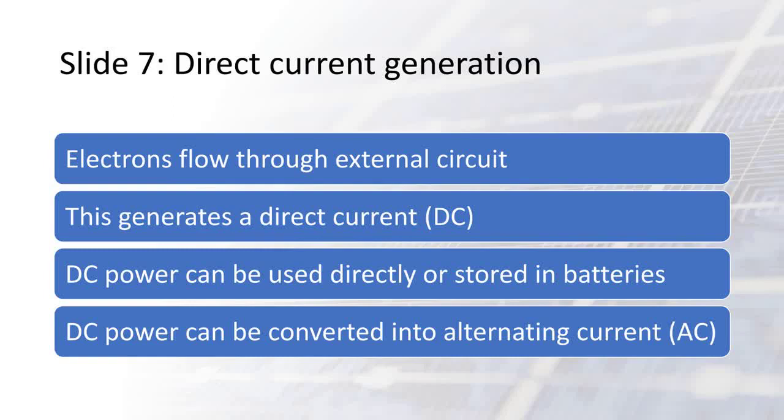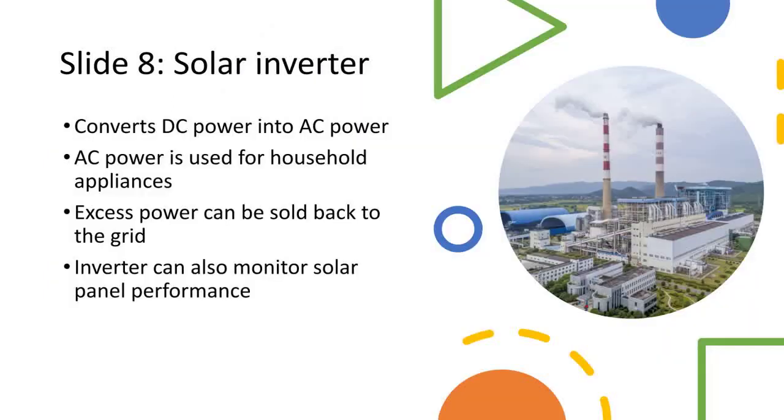Thank you for joining us in this presentation, and let's move on to the next slide to learn more about how solar panels work. In this eighth slide, we will be discussing the solar inverter, which converts DC power generated by solar panels into AC power that can be used by household appliances and the power grid. The inverter is a crucial component of a solar power system, as it ensures that the power generated by solar panels is usable by homes and businesses.